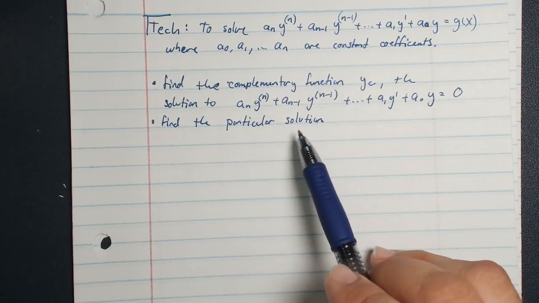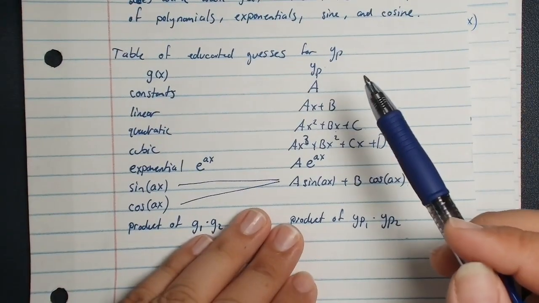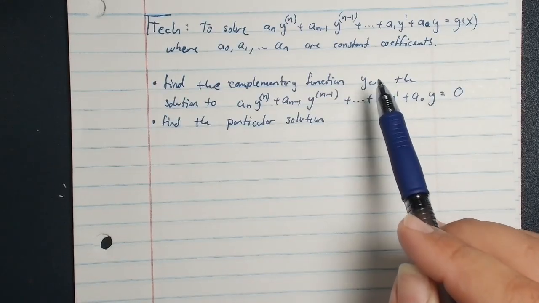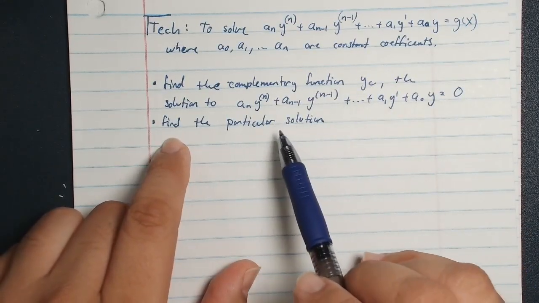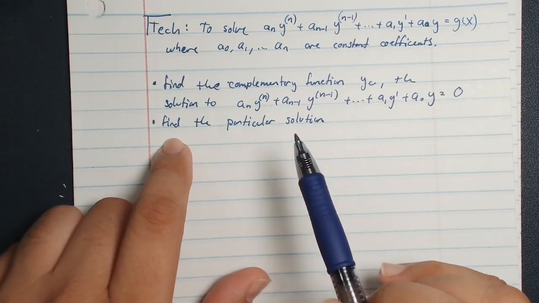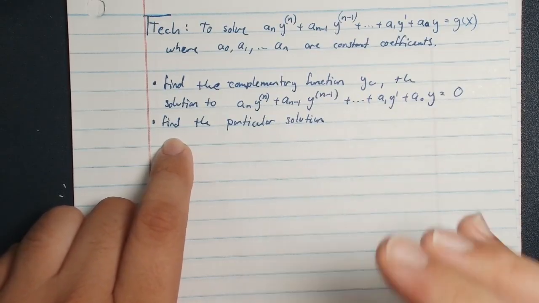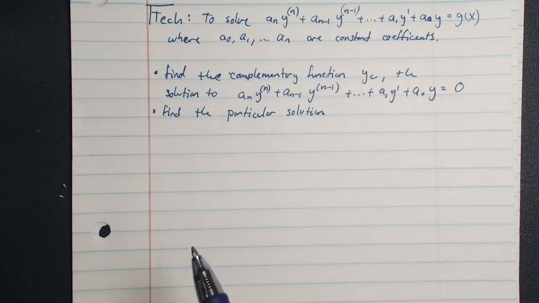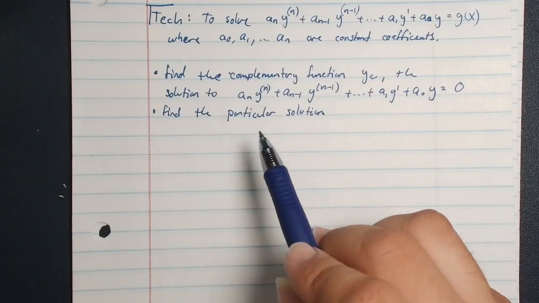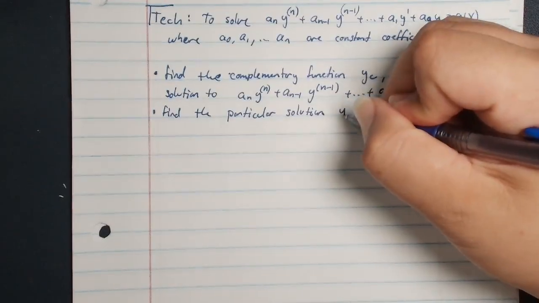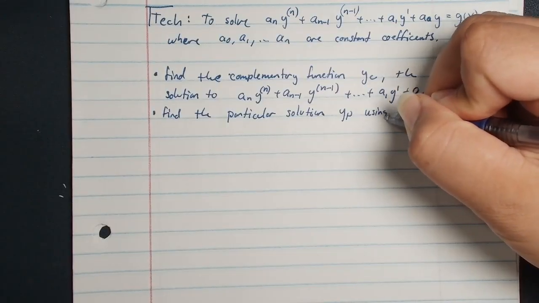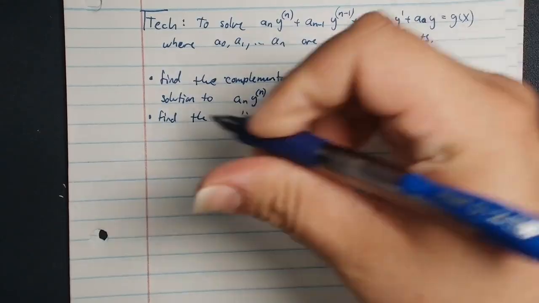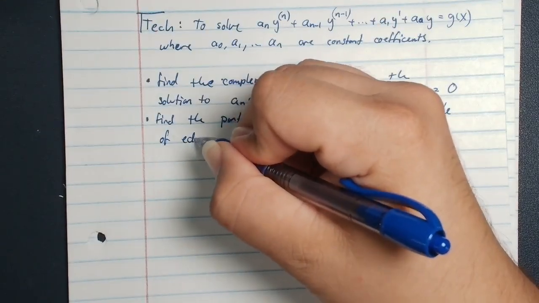So we need to know it first. Otherwise, we'll find our particular solution through our educated guess, and then it's wrong. So we need to find y sub c first, because it will inform us whether or not our guess for a particular solution is correct. And if it's not correct, we need to know that so we can modify that guess. So it does require us to do it in this order. First the complementary solution, then this one: find the particular solution, y sub p, using the table of educated guesses.